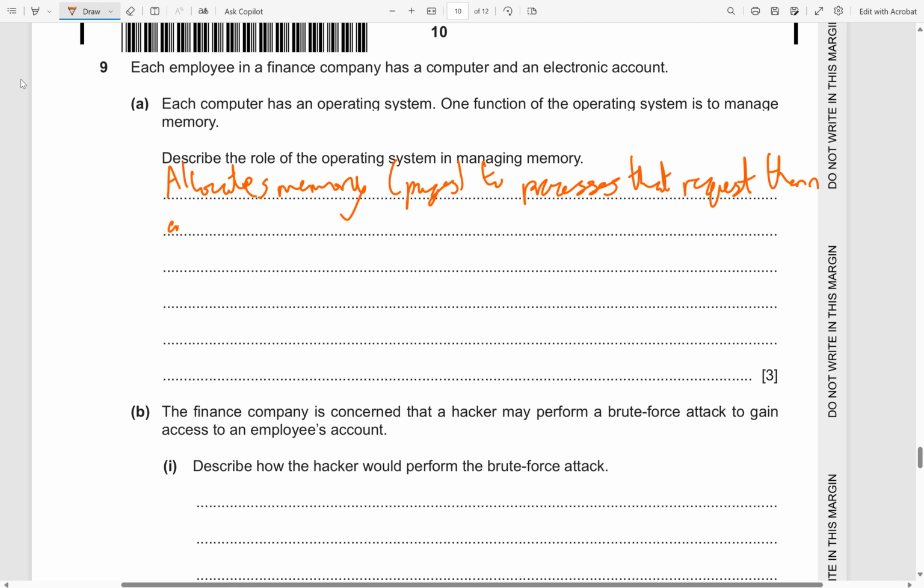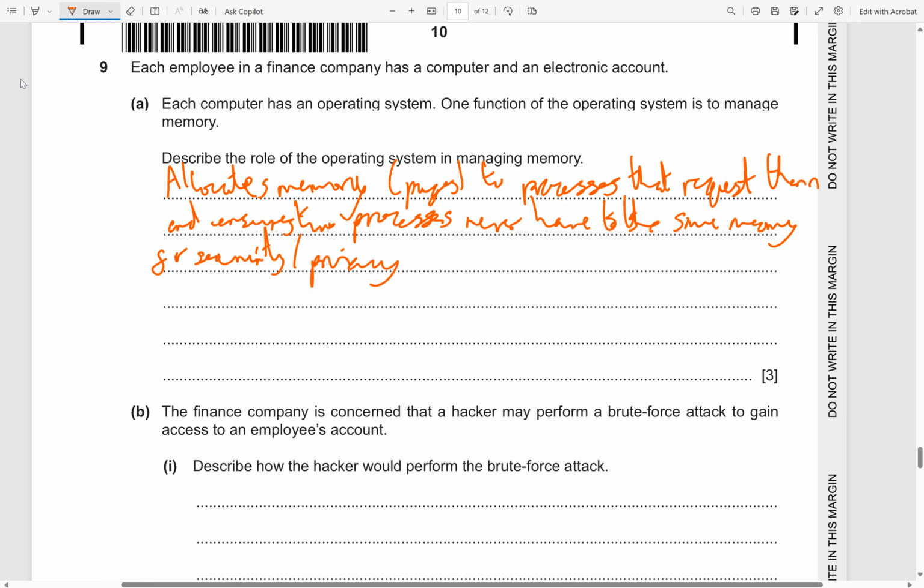Let's say what it ensures. It ensures two processes never have access to the same memory. Let's say, I don't know, for security, privacy, integrity reasons.